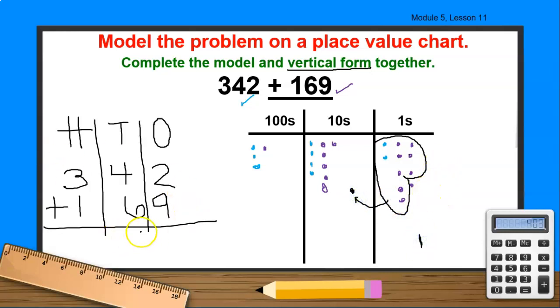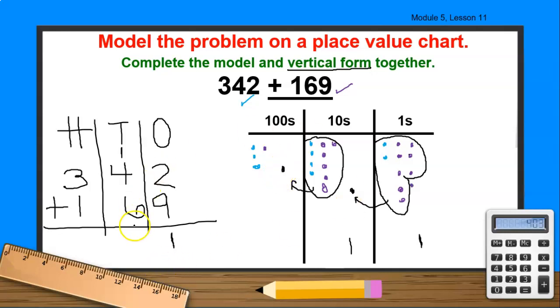So let me do it on my vertical form. 2 plus 9 equals 11. There's 1 left over. And there's the 1 that goes in the tens place. After the ones, I count the tens. 1, 2, 3, 4, 5, 6, 7, 8, 9, 10, 11. I have 11 tens. So I bundle 10 tens. I made an arrow and I put a dot. I have 1 ten left and I bundle and put 1 on the hundreds.